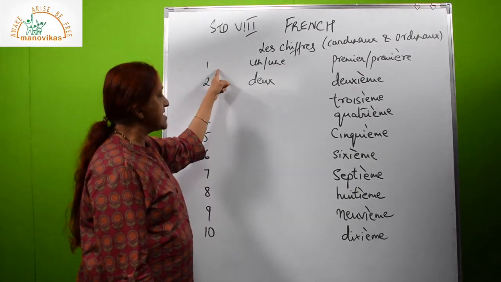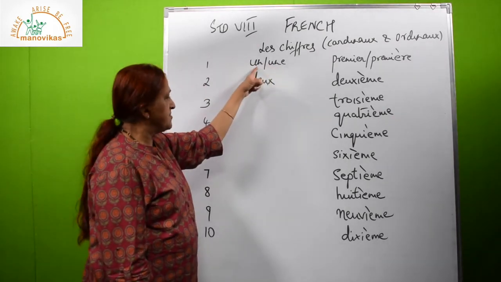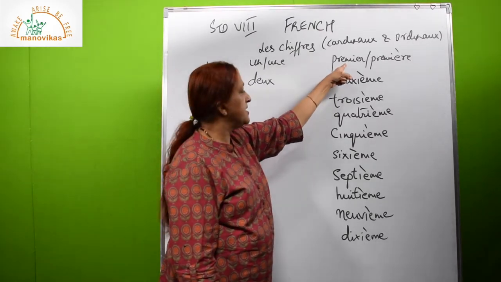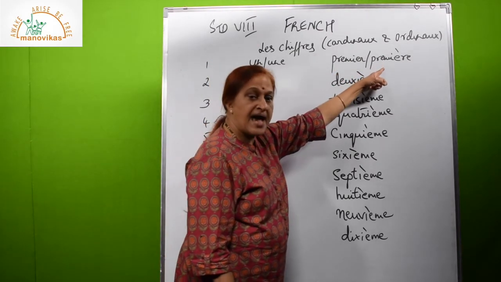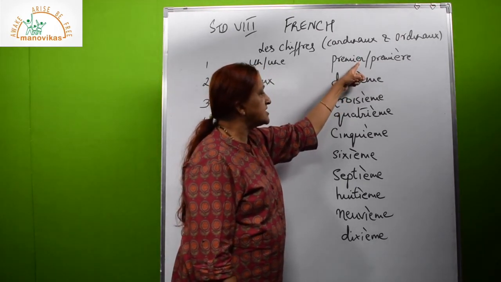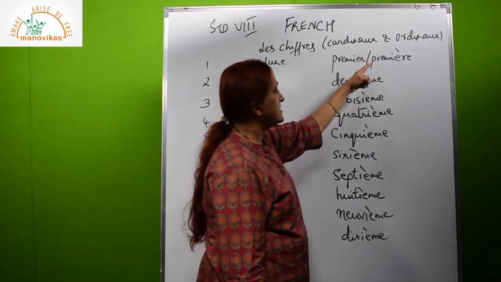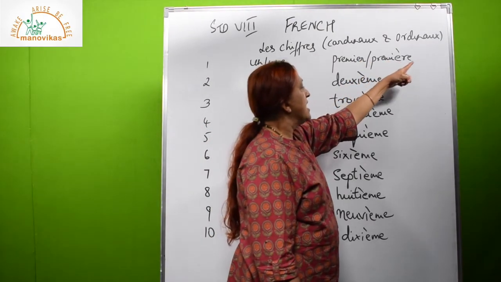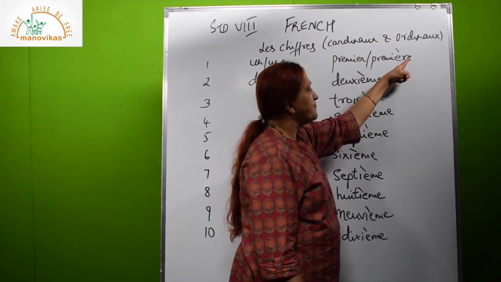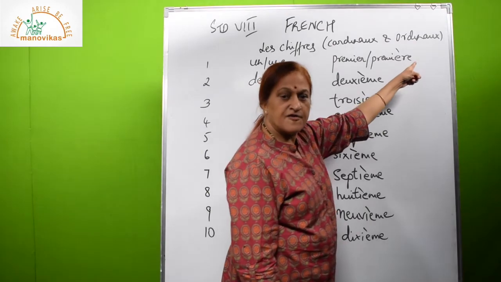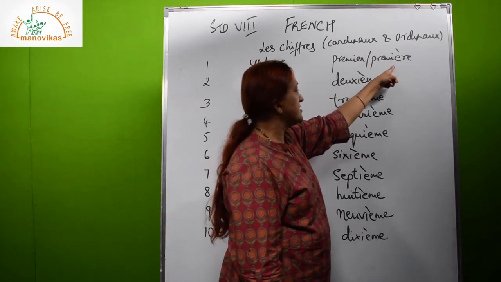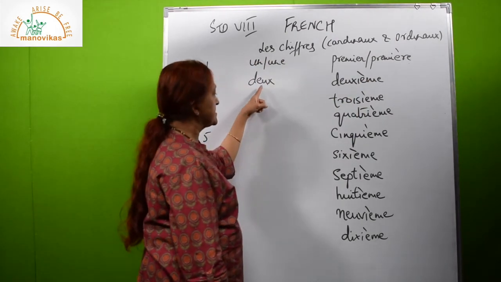When it is un for masculine, une for feminine, it becomes premier. Premier, that is first, and première, that is first feminine. What is the difference between this word and this word? Have you seen that E gets a grave accent and there is an additional E here. So E grave RE, that is the feminine first. Masculine first, feminine first.